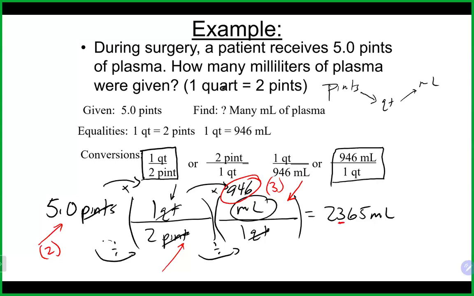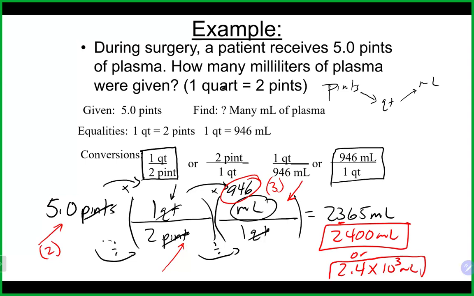Remember, again, you're doing dimensional analysis, which means the only math you're doing is multiplying and dividing. So you're always going to be looking at significant figures. So we could go 2,400 milliliters. Once again, no decimal. You could also do a little scientific notation, 2.4 times 10 to the 3 milliliters if you wanted to do that as well. Any questions on that there?